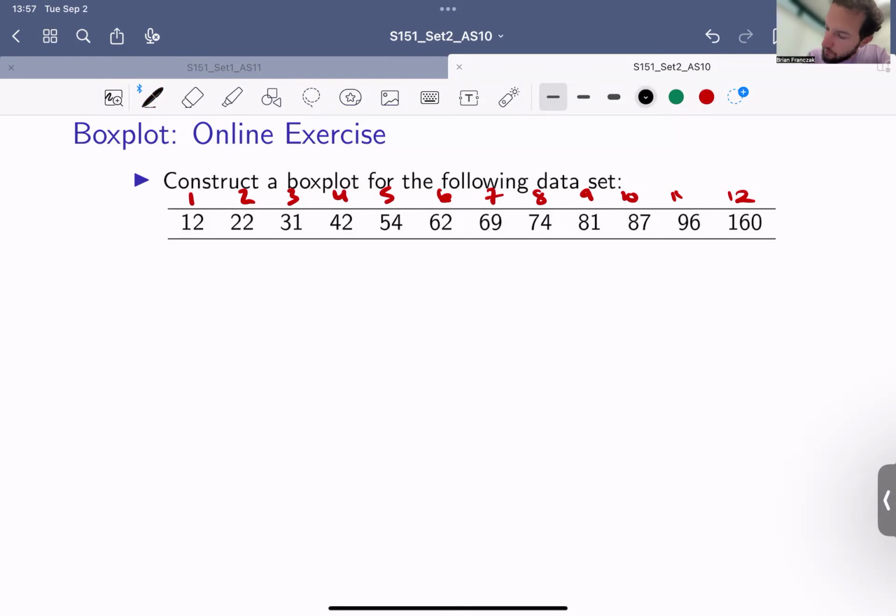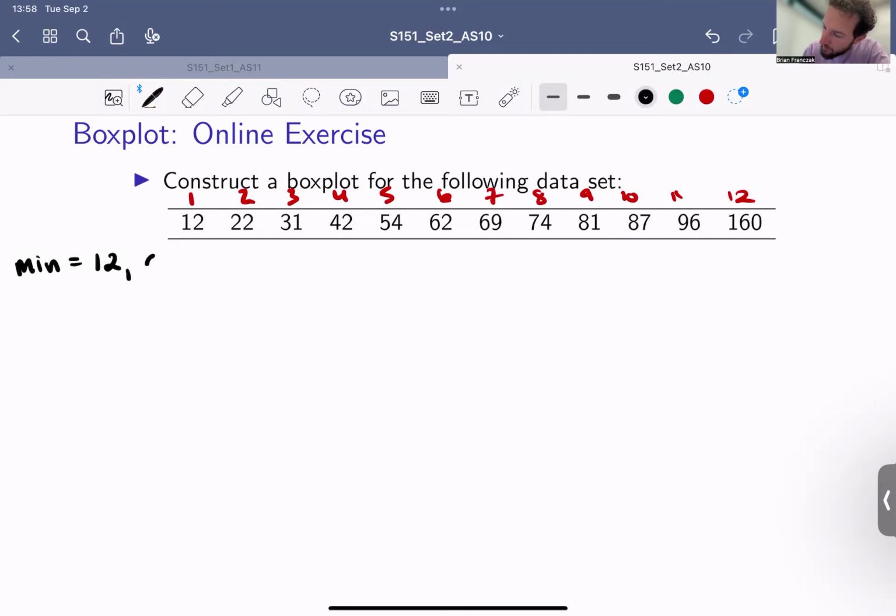Our 5-number summary, as we have already discussed, is composed of 5 numbers. The minimum, which here is 12. You'll notice that these values are actually ordered for us already. So these values in the data set we are considering have been pre-ordered from smallest to largest. So we know the minimum is 12. We know the max is 160.